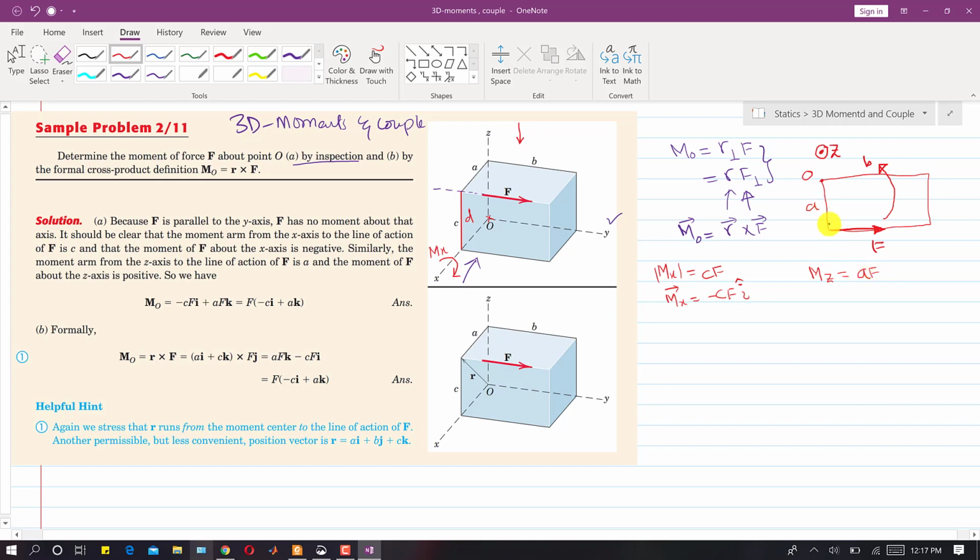A is the perpendicular distance, this A is perpendicular to this F, so it will be A times F, and since this moment is about z, we will write k, right? And if we want to represent this moment in vector form, then this is the vector form, we will write it with k, and this is the plus sign, since it is the counterclockwise moment, right?